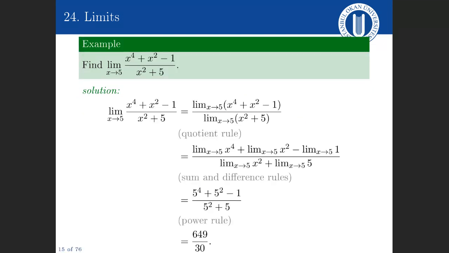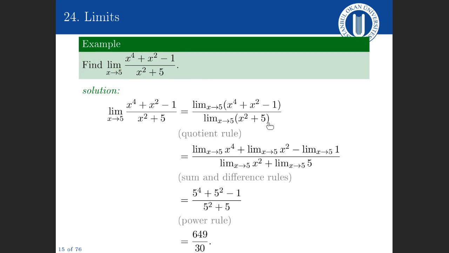Another one. Find the limit as x tends to 5 of x to the power 4 plus x squared minus 1, over x squared plus 5. Quickly check, are we dividing by 0? Put 5 in here. 5 squared plus 5, that's not 0 on the bottom, so that's okay.